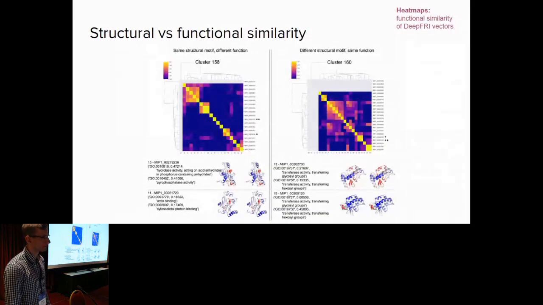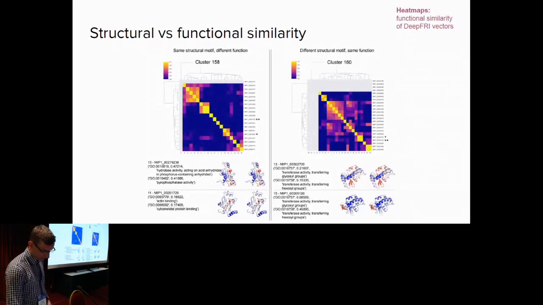And we also analyzed this from a different perspective, namely we focused on specific structural clusters and computed functional similarity for them, which is visible here as heat maps, and wanted to analyze two different scenarios, namely to the left, where we have a different function that is represented by similar structural motifs.